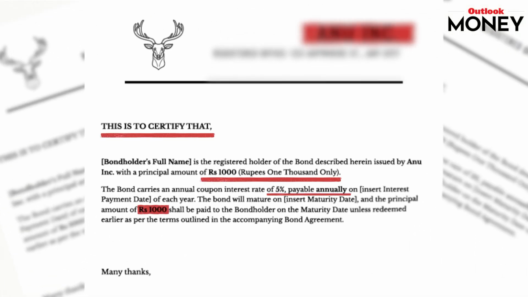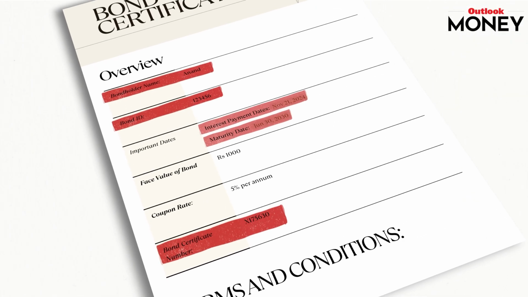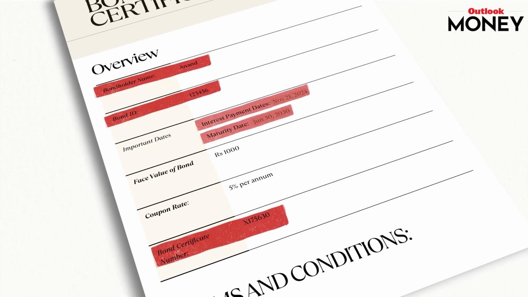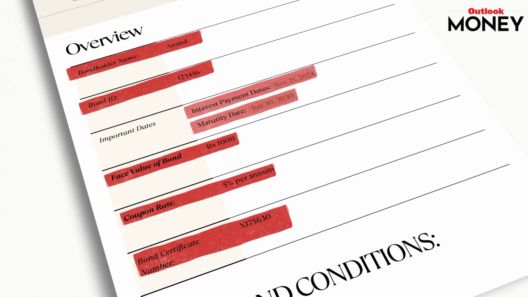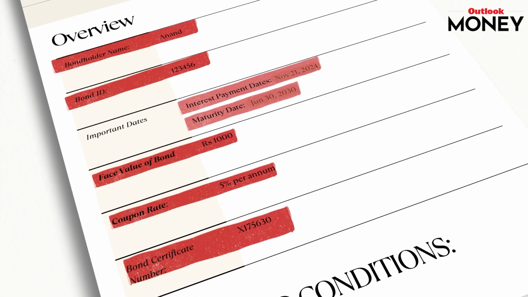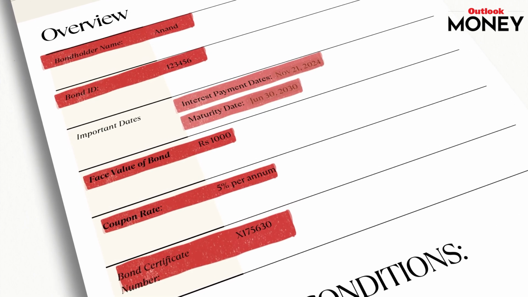So you can buy a bond either directly or through a secondary market. Let us first take a look at how we can buy a bond directly. Take this bond, for example. It has a face value of rupees 1000 and a 5% annual coupon rate. That means the bond pays rupees 50 each year as interest.